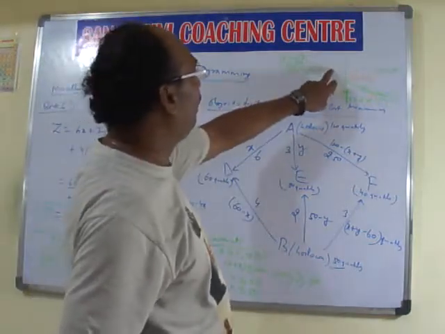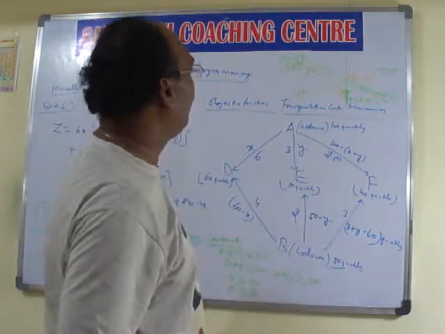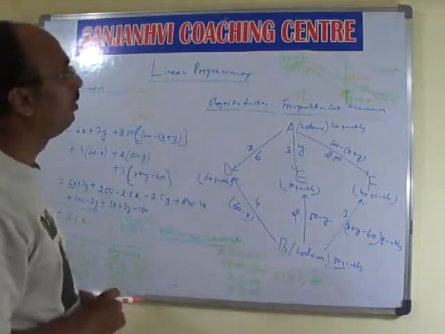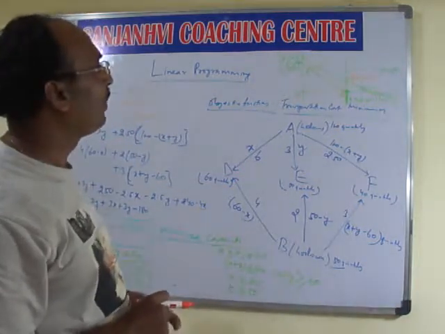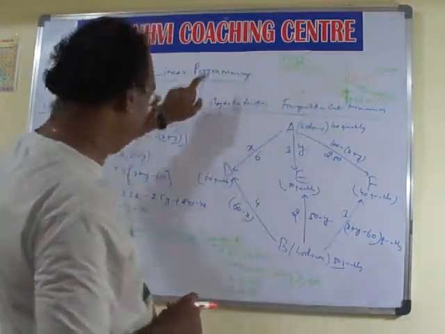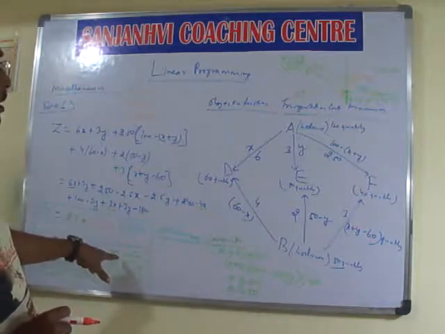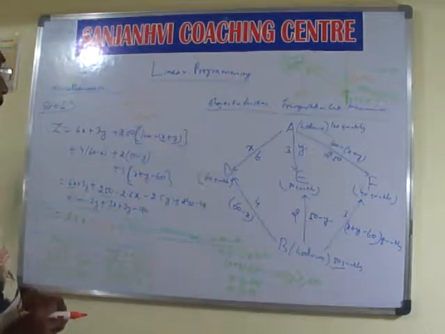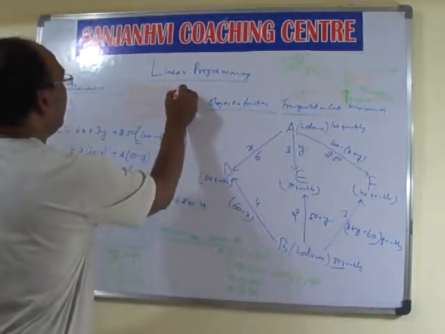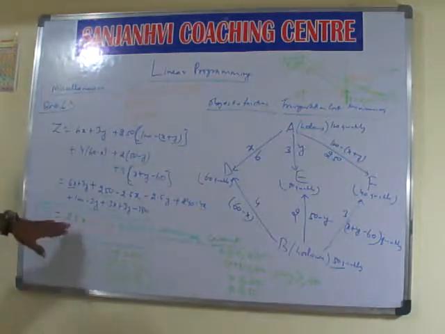So Y is already 50, and it is on this line, X plus Y equals 100, so C is 50, 50. Yes or no? Okay, what about D? D has Y equal to 50 and lies on this line, X plus Y equal to 60. So if Y is equal to 50, X is equal to 10. So D is 10, 50. Now we have to put that value here.